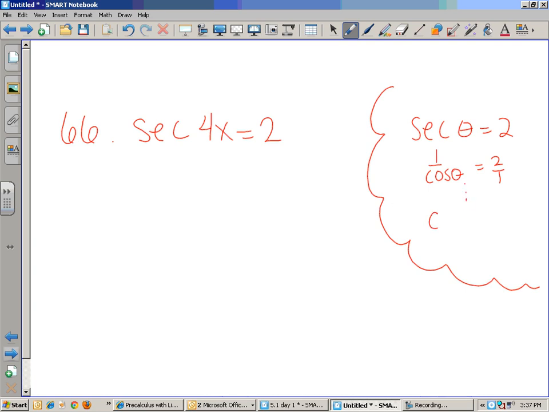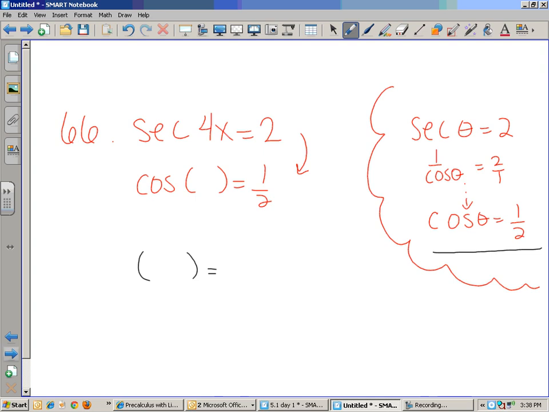So I do a little bit of algebra, and I get that the cosine of theta is equal to 1/2. So in my head, I'm really thinking that the cosine of something is equal to 1/2. That's what this is telling me. So then I come over here and I say, okay, well, that's something. I don't know what it is just yet. But now I'm thinking this.